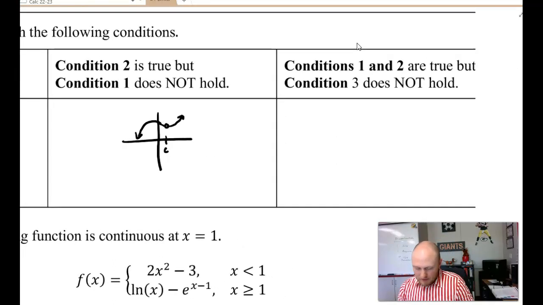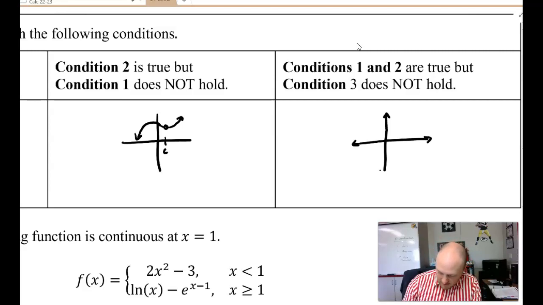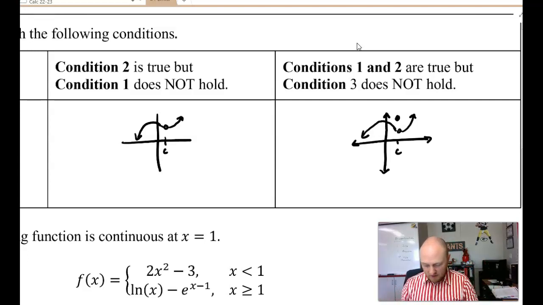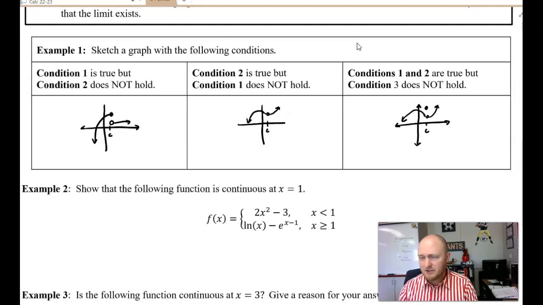And then for the third example, they say conditions 1 and 2 are true, but condition 3 does not hold. Okay, so my function value is defined. The limit from the left does equal the limit from the right, but they're not equal to the function value. I can make a rough sketch of that same graph here. There, the function value is defined, but it's not equal to what the limit is. So in all three examples, at c, the function is not continuous, right? Two holes, two removable examples, and then I have a jump discontinuity, okay?